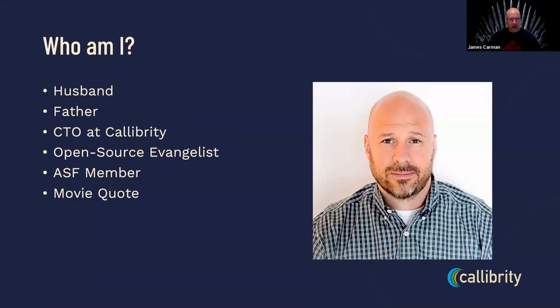So first, who am I? You guys kind of already know me, but I'm a husband, I have a wife. I live in Northern Kentucky, right outside of Cincinnati. I'm a father. I have 3 daughters, 22-year-old, 12-year-old, and 9-year-old. I am CTO at a small consulting company called Calibrity, which you'll see on the bottom of every slide, apparently.